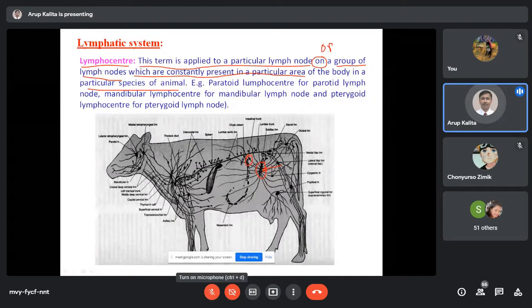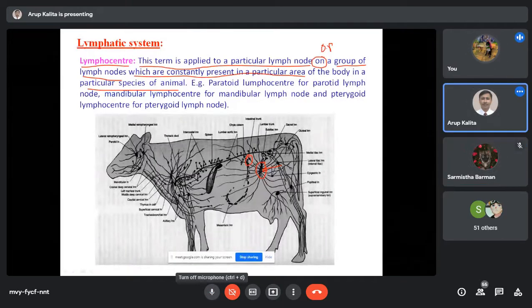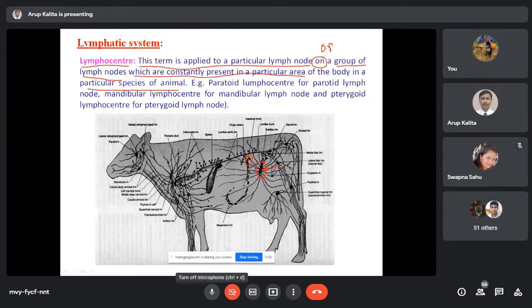You please correct it, okay? Hello, my dear students. Yes, sir. Do you have this note or not? Yes, sir. You have this note, so you correct it.